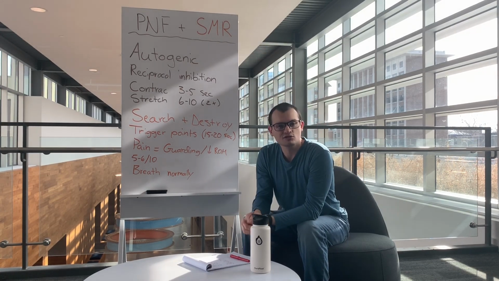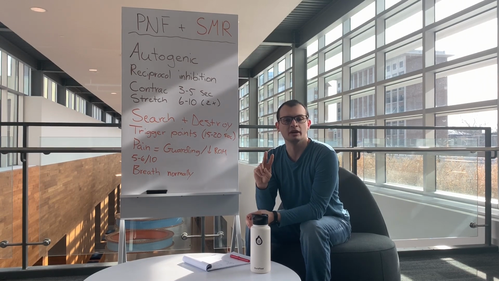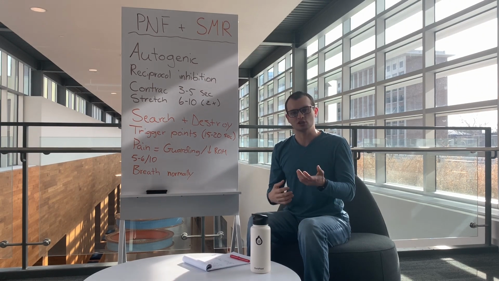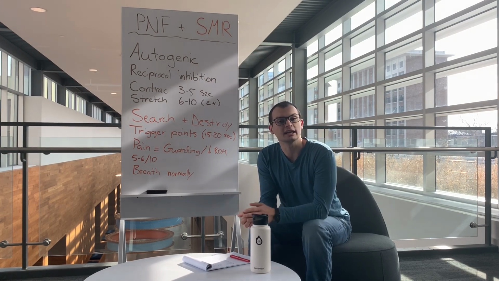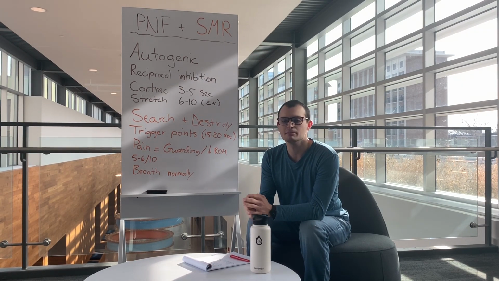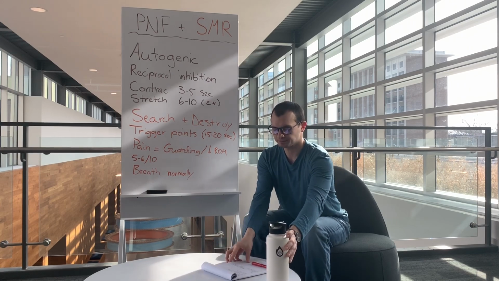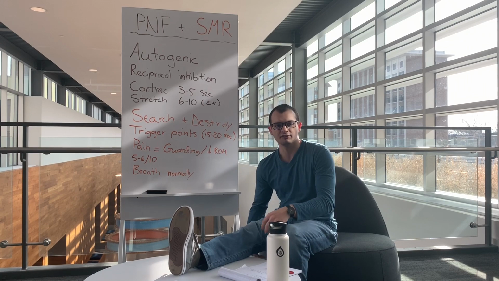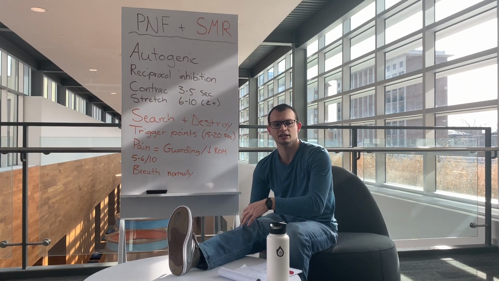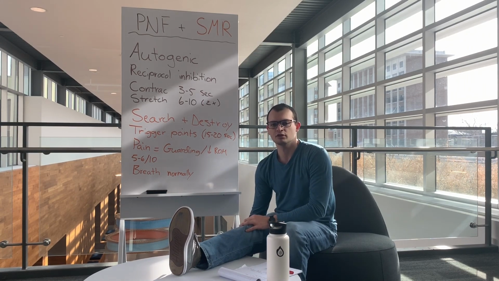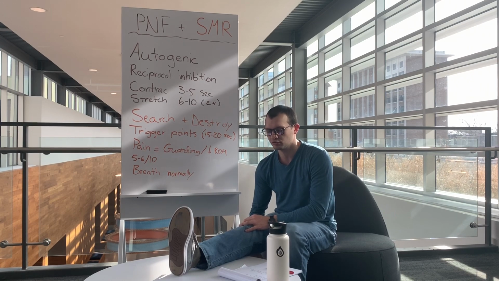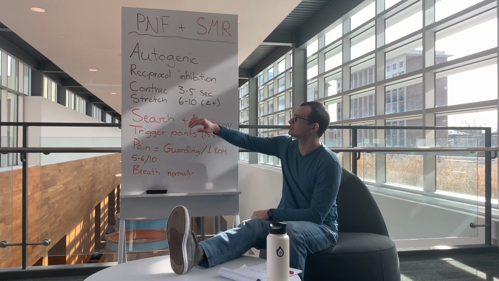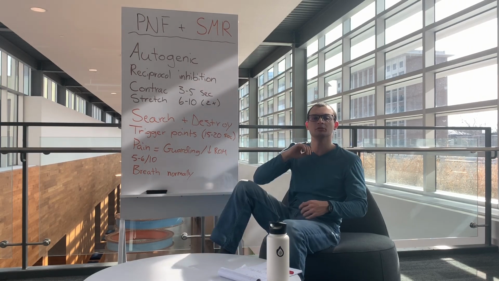And PNF stretching can actually be done two different ways. The first way is called autogenic or autogenic inhibition. And for autogenic, you're going to be contracting the same muscle that you're going to be stretching. So just as an example, here I have my hamstring. If I push down with my hamstring, I'm getting a contraction of my hamstring for 3 to 5 seconds. 1, 2, 3. I relax and then I stretch my hamstring further. That would be an example of an autogenic inhibition.